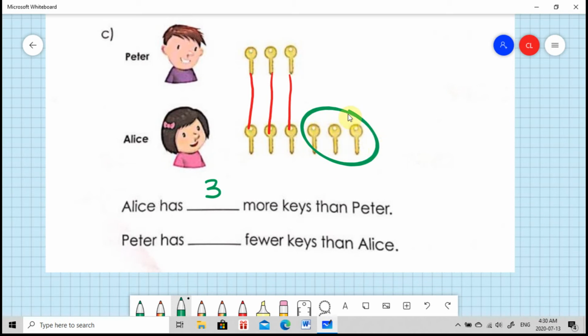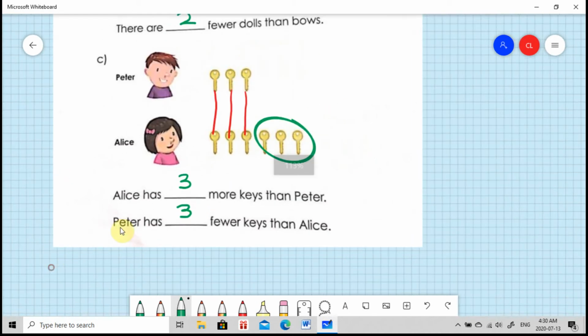Well, this is also the same as saying Peter has 3 fewer keys than Alice, right? Peter has 3 fewer keys than Alice, right? All right.